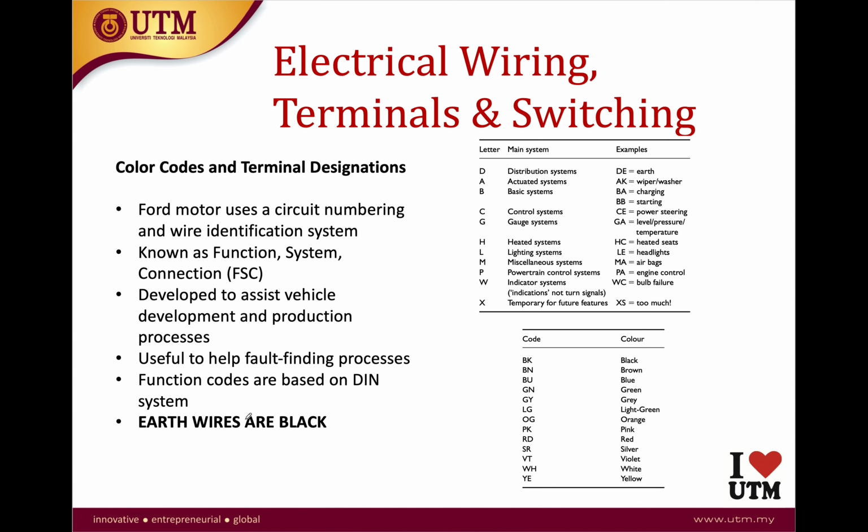For example, Ford Motor uses a circuit numbering and wire identification system known as the Function System Connection, FSC. They developed this to assist the vehicle development and production process. In their case, they use black wires as the earth wires. Different car manufacturers would also come up with their own identification system, so there's no one type of system.